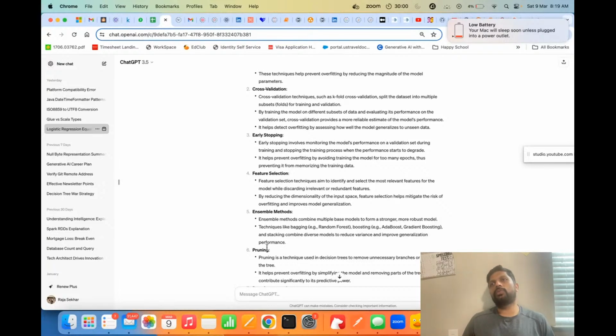You don't go till your local optimal. You stop like three or four steps before reaching the local optimal. So you monitor model performance on a validation set during training and stop the training process when the performance starts to degrade. It helps prevent overfitting by avoiding training the model for too many epochs, thus preventing it from memorizing the training data. Got it?